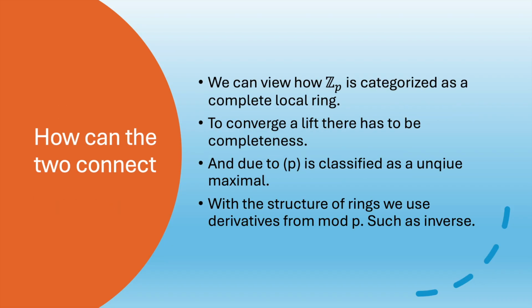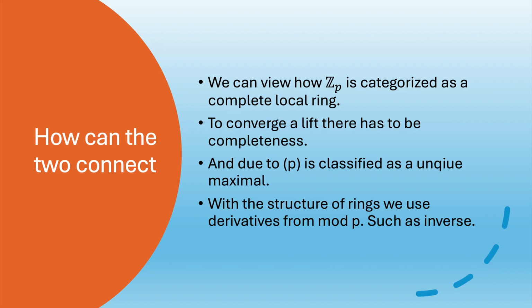Now we are looking at how we can connect the two. The first bullet point basically is that the p-adic integer, which is basically a type of number that is part of a general set, is categorized as a complete local ring. So to continue on, the convergence of a lift has to have completeness. So there has to be completeness for it to be lifted. So that basically could give us that portion of the p-adic integer.